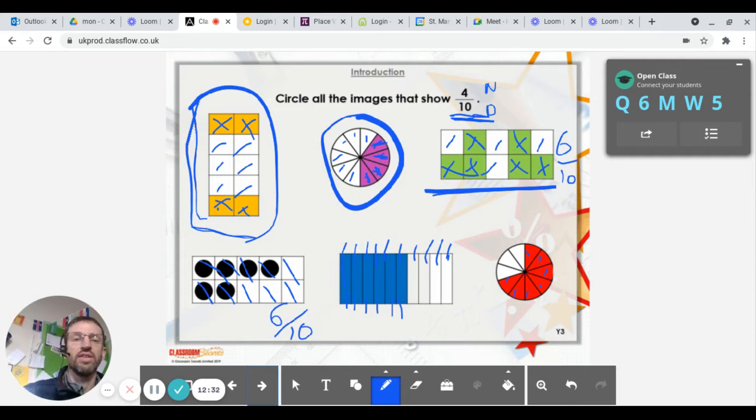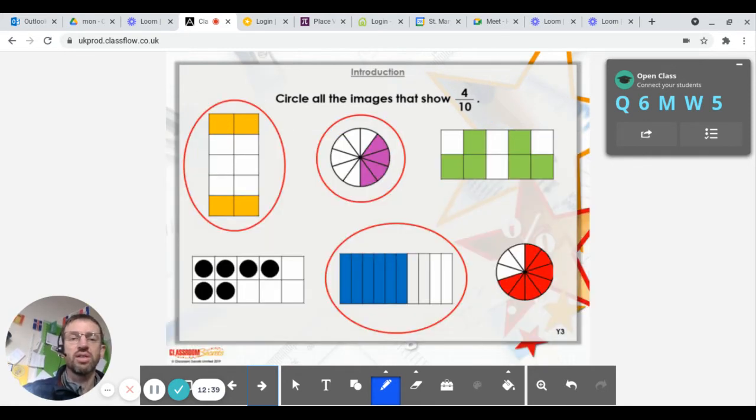So I'm looking at these two at the top as being the ones that are 4/10. Let's see what the answers are. Oh, hey, we've got 4/10 and 4/10. That's interesting. We've got this one circled here as well as being 4/10. So we could say that 4/10 are white. But these two are definitely showing 4/10.